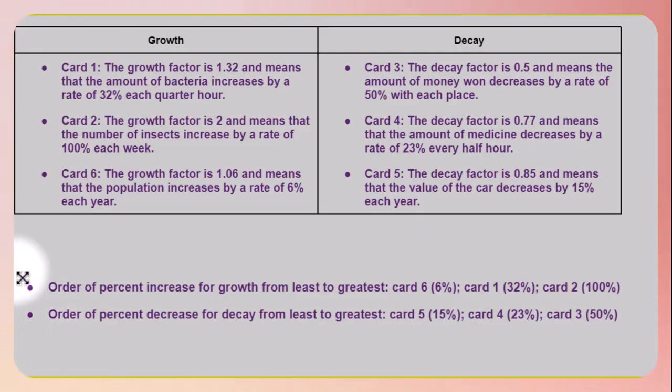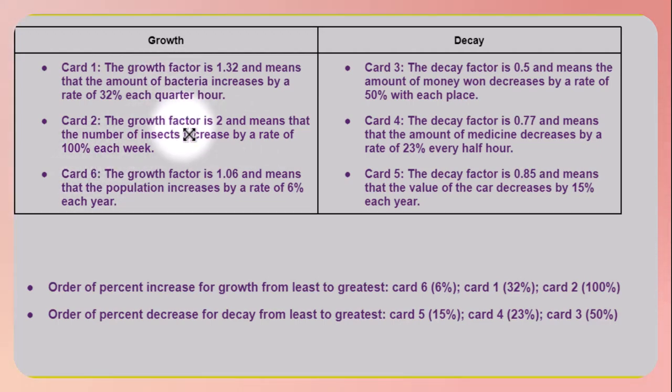Here are the answers. Growth is going to be card 1. We have a growth factor of 1.32. That means we're adding 32% each period of time. That means the amount of bacteria increases by 32% for each quarter hour. Card 2, the growth factor is 2, and that means that the number of insects increases by a rate of 100% each week.